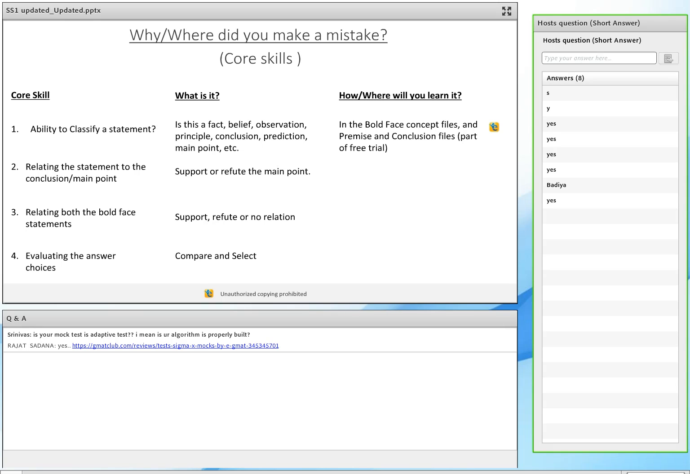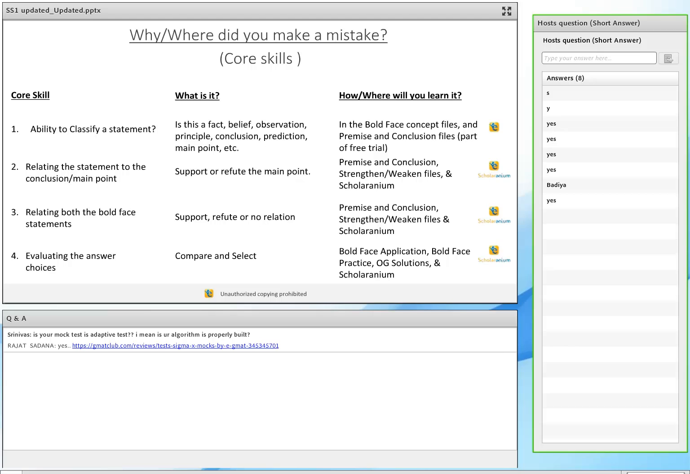Now, where will you learn this? If you are an e-GMAT student, you're going to learn the ability to classify a statement all throughout the course, especially in the premise and conclusion files, as well as the boldface concept files. Where would you learn how to relate the statements? In the strengthen, weaken files in our Scholaranium, as well as in the premise and conclusion files. And then where would you learn the various kinds of curveballs that the test is going to throw at you? In the boldface practice file, the boldface application files, and our Scholaranium questions, as well as the official guide solutions.